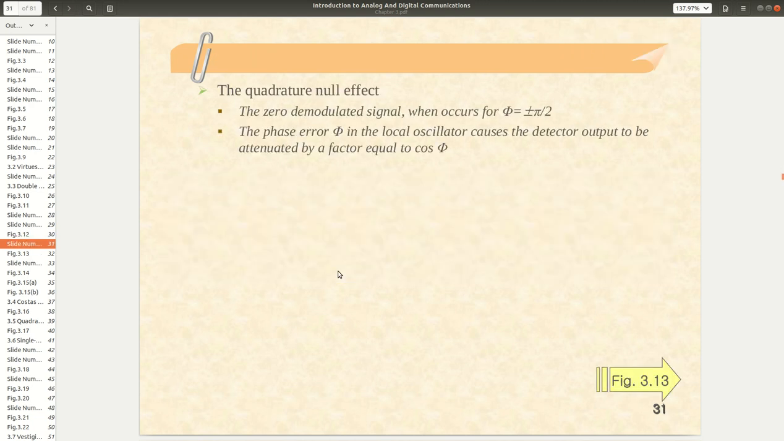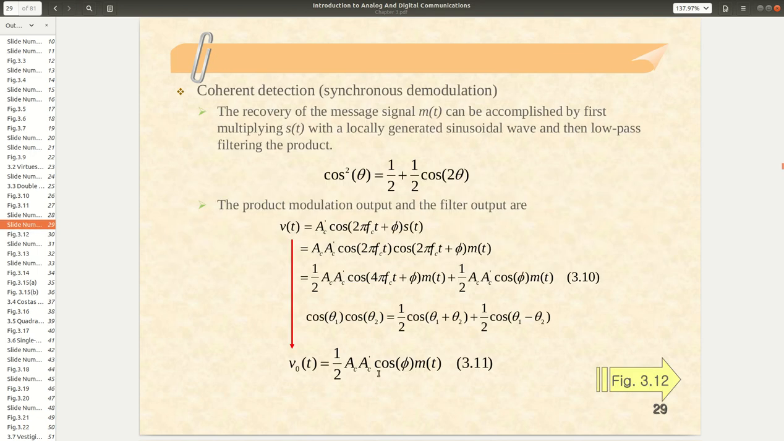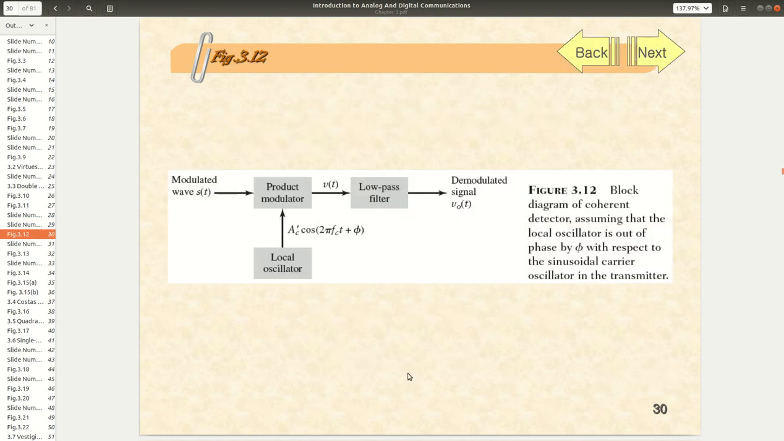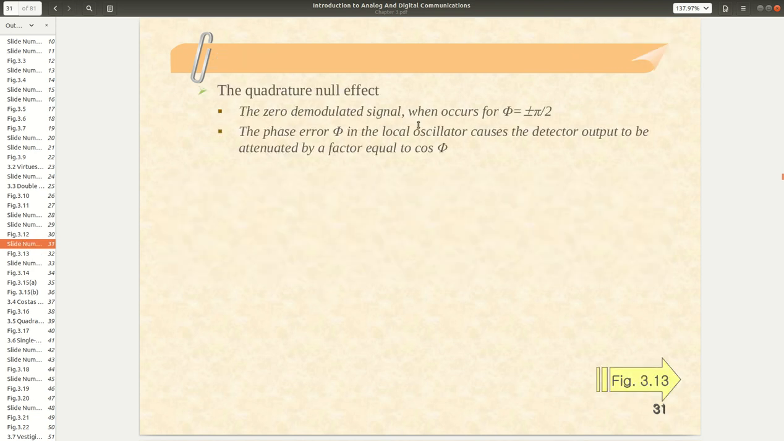Now there is a problem in the coherent detection: the cosine phi. This cosine phi affects the signal. It is out of phase by phi, which is an error in phase. A zero demodulated signal occurs for phi equal to plus or minus pi over 2. We call this the phase error in the local oscillator. This causes attenuation by a factor equal to cosine phi for the detected output signal.